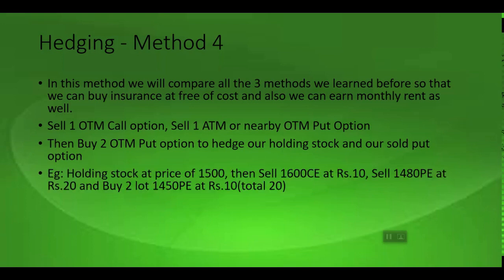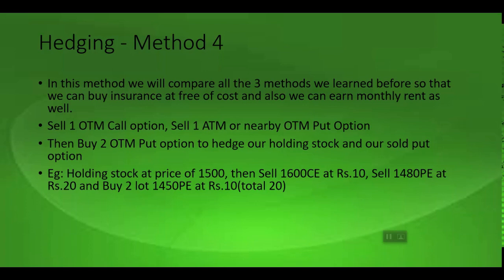So for example, if the stock is at 1500, then sell the 1600 call option at rupees 10 and sell the 1480 put option at rupees 20 and buy two lots of the 1450 put option at rupees 10. So in this case, we'll be collecting rupees 10 from the upside, and on the downside we'll be collecting rupees 20 from the put option, and will be buying two lots at rupees 10, which is like to compensate this 20. So for buying this put option at rupees 20, we'll be selling one put option at rupees 20 at the 1480 strike price, right?